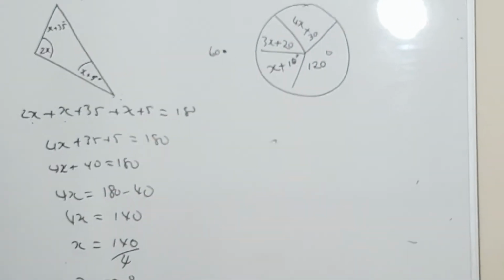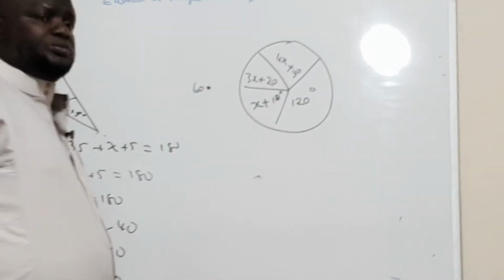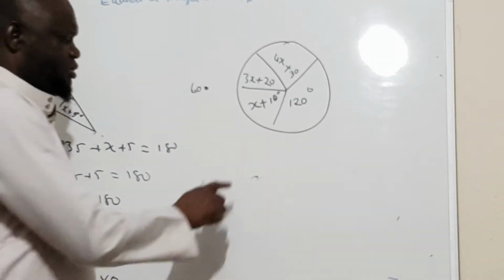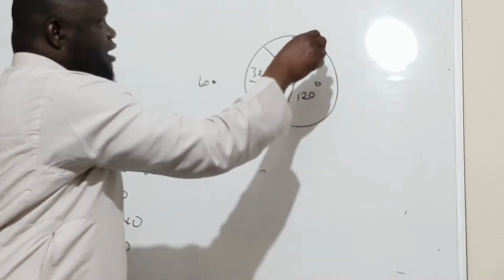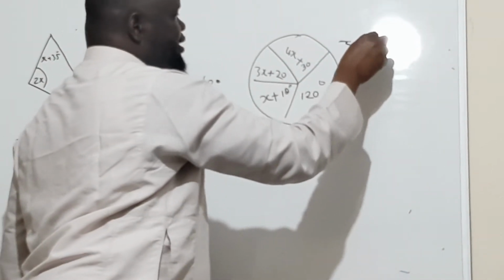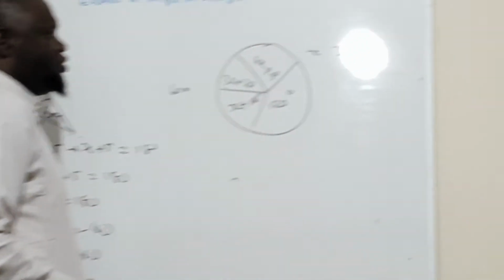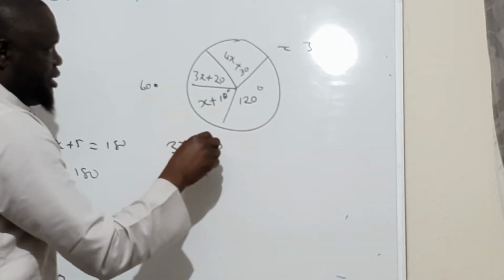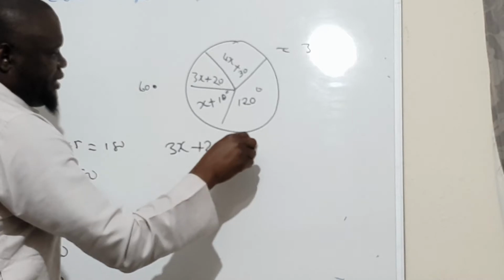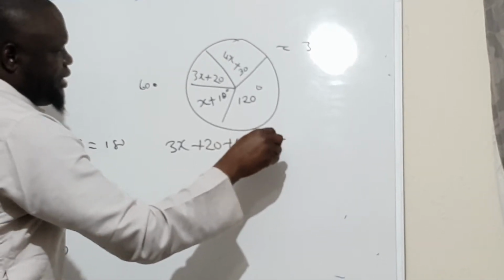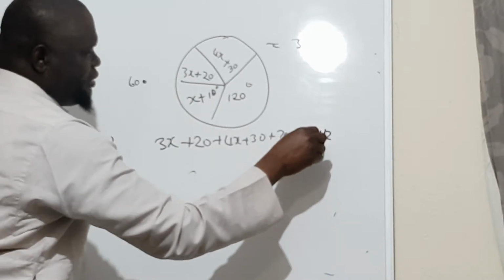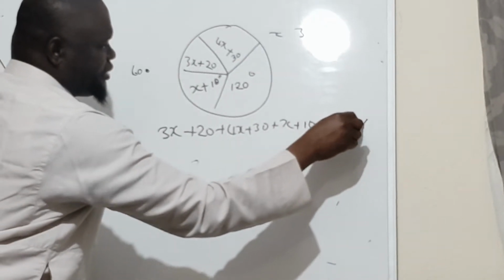How do you guys think we can solve this one? It's the same thing, but equal to 360, because the circle is how much? 360 degrees, yes. So therefore 3x, which is that segment, plus 20, plus 4x plus 30, plus x plus 10, plus 120 is equal to 360 degrees.